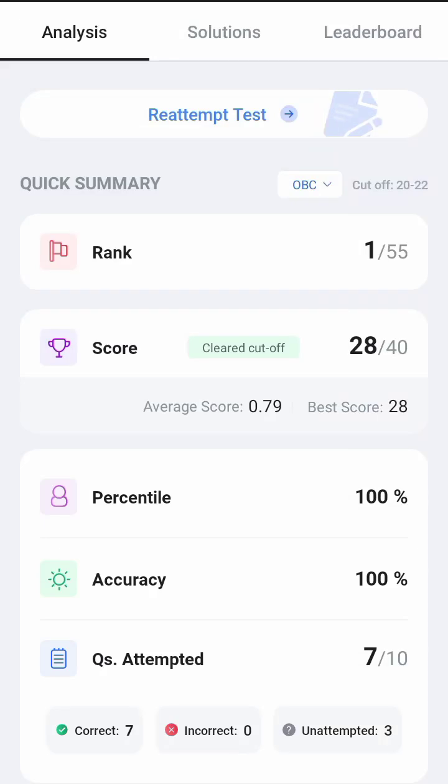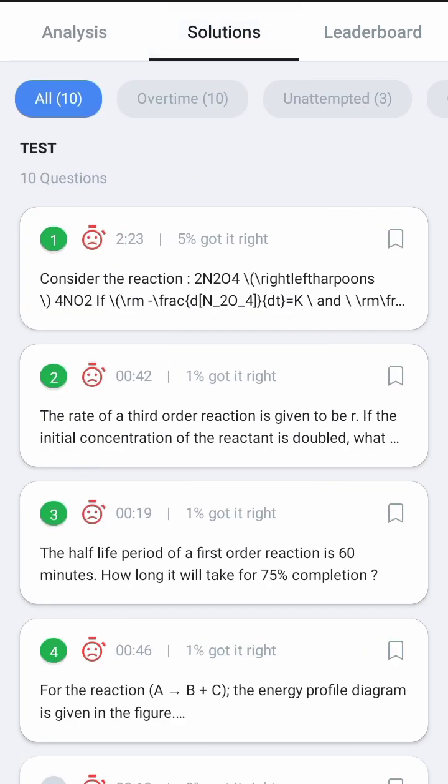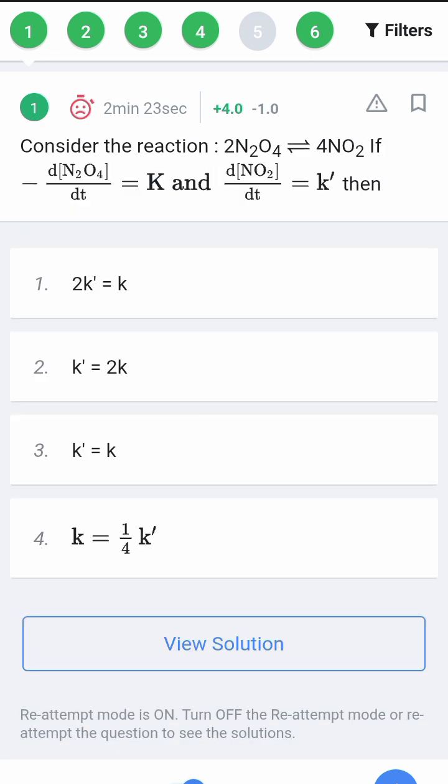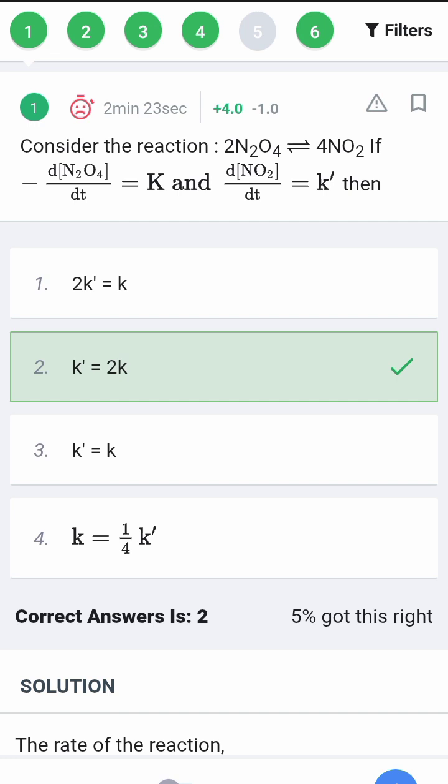Hello, I have been just given the test of chemical kinetics and I scored rank 1 out of 55. My marks are 28 out of 40, with 7 correct, 0 incorrect and 3 unattempted questions, because 8 minutes is the time to solve the 10 questions. So here is the first question, you can solve it by pen and paper. This is very easy for you as well.